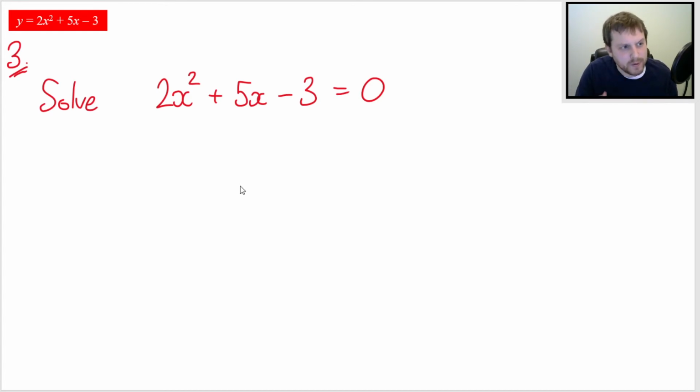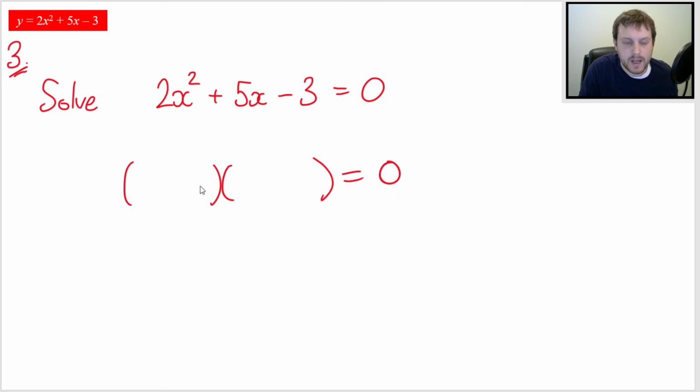Right, hopefully you've done it. Hopefully you know, because you can check your answers, right? You take your answers, you substitute them back, and you check you get 0. So you can also check your answers. Anyway, how do you solve this? Well, you're going to need a double bracket, and how are we going to get 2x squared? Well, we'll need 2x and we'll need x.